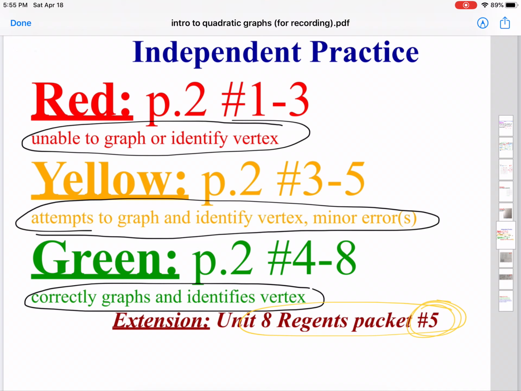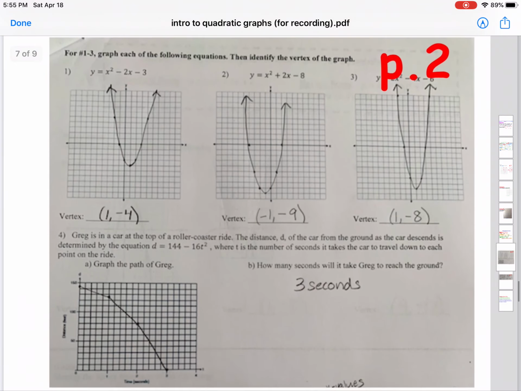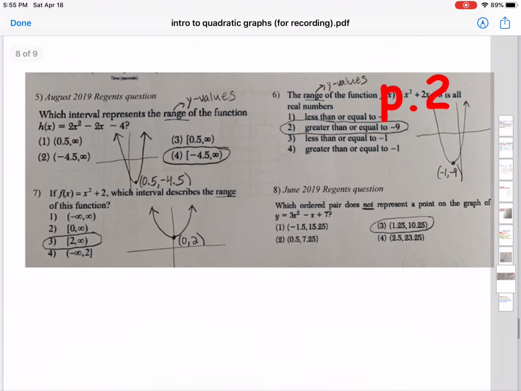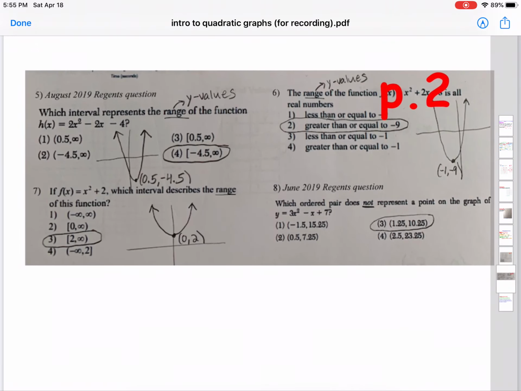Okay, so at this point, you should be coming back to the video only if you're ready to check your answers. Here is numbers 1 through 4 on page 2. Feel free to pause the video to check your work. And here is numbers 5 through 8 on the bottom of page 2. Go ahead and pause the video to check your work.